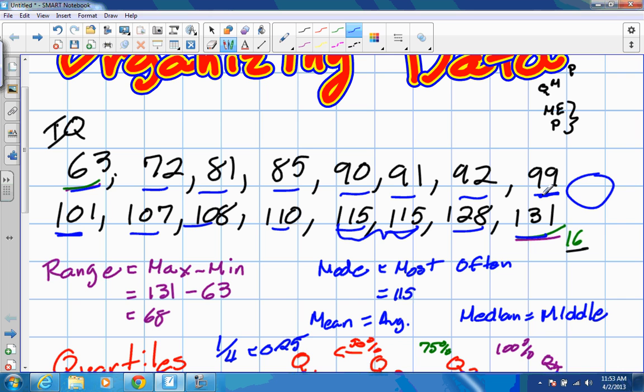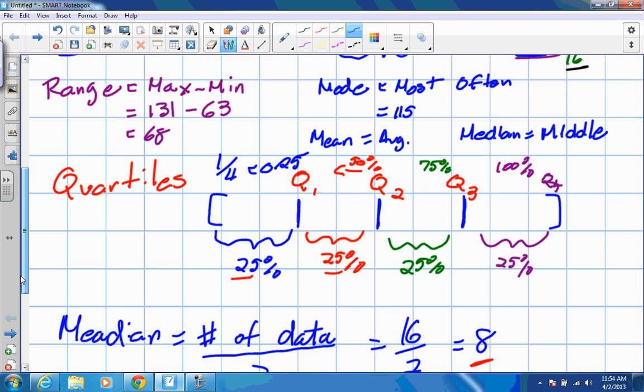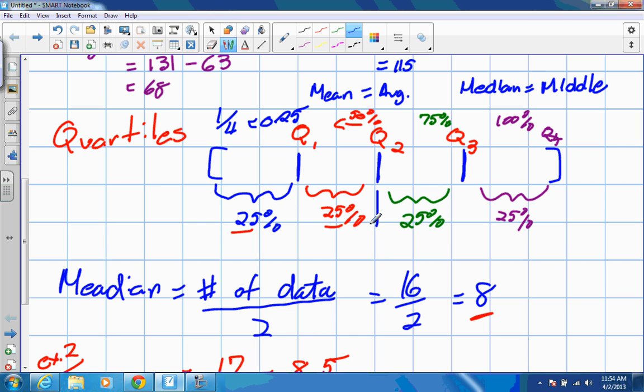The median value is also considered quartile 2. Remember, 50% should be to the left, which means 50% of the data should be to the right also. So the number 100 splits us into quartile 2. Now what we're going to do from there is, now that we've split this, here are the 8 pieces to the left, and these are the 8 pieces to the right.